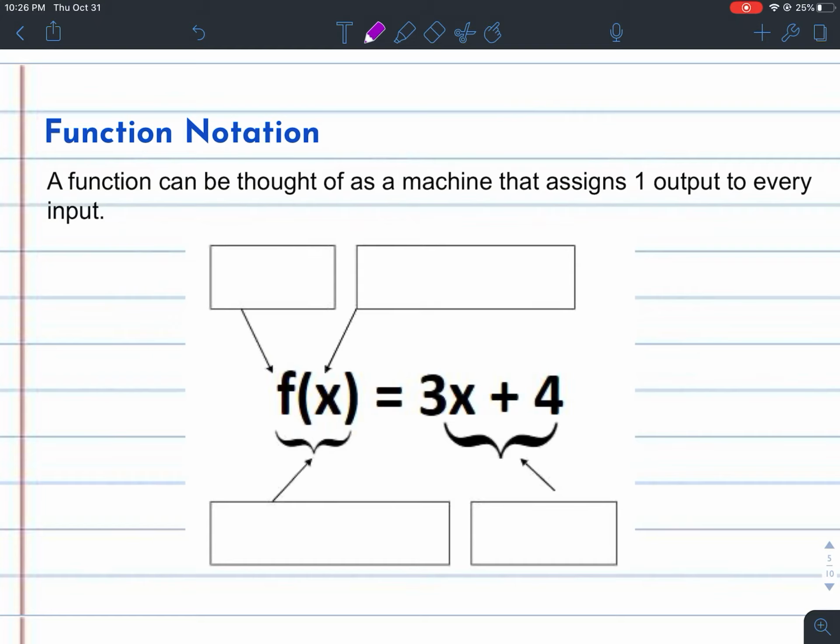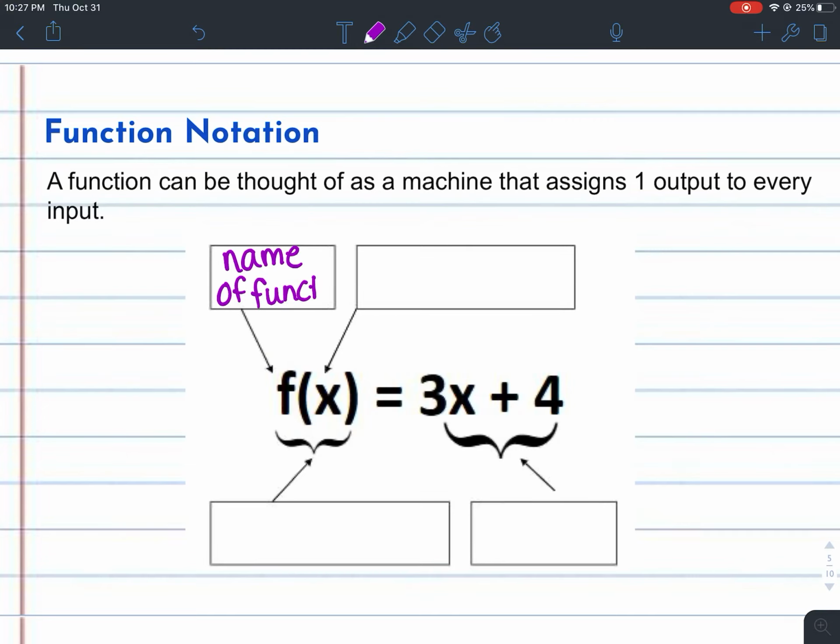So when we're looking at a couple of lines at the same time or a couple of different equations, we now have a name for them. The name for this one is f. That's the first part of this box that we're going to fill in. This is the name of the function.